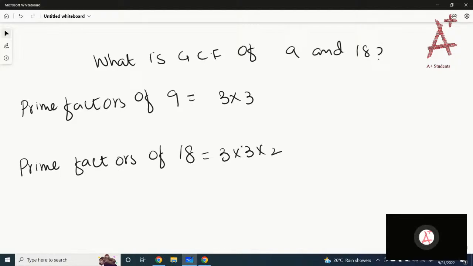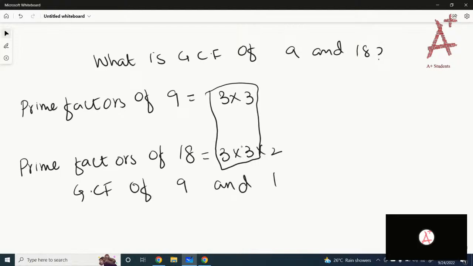Okay, so 3 times 3 is the common factor. So the GCF of 9 and 18 is 3 times 3, which is 9. So 9 is the greatest number that can divide both the given numbers. Got it?